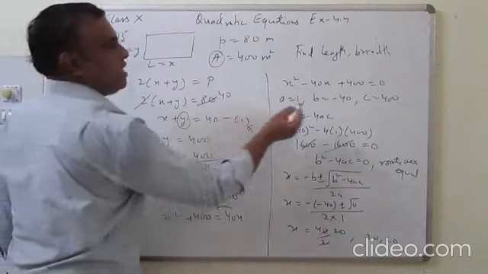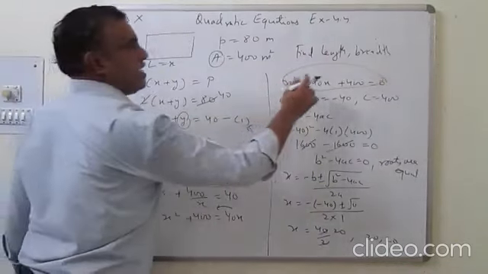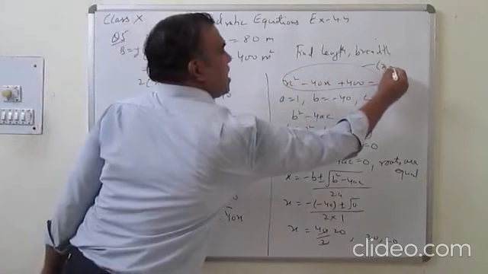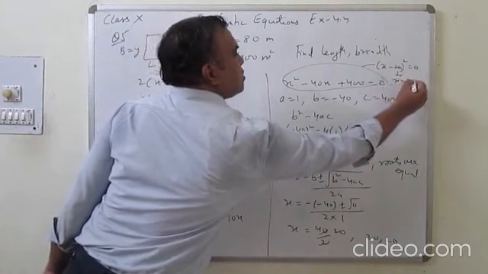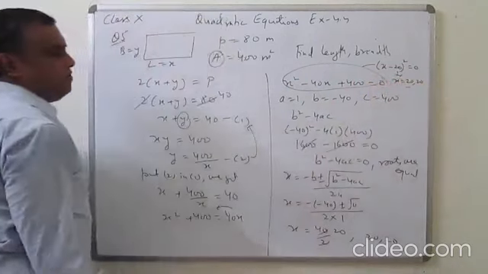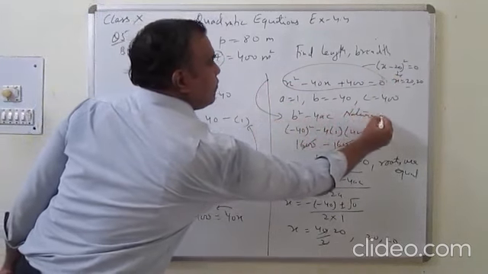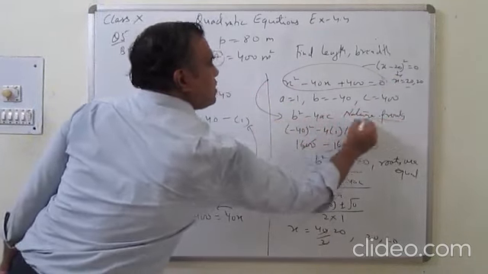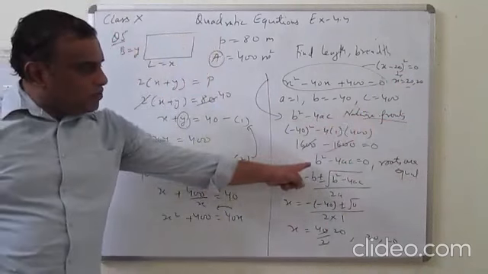Here you can see that it is a direct (a minus b) whole square. You can write x minus 20 whole square is equal to 0 and you will get x is equal to 20. But we have to check the nature of roots. If the question is asking whether roots exist or not, the nature of roots exist.